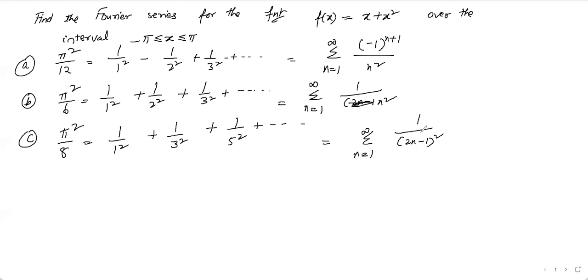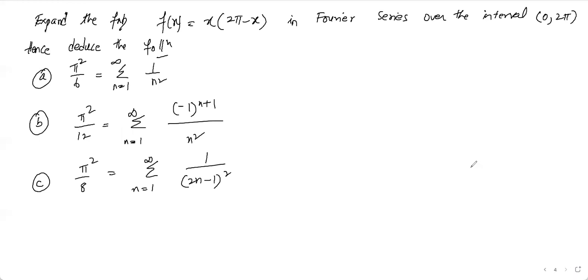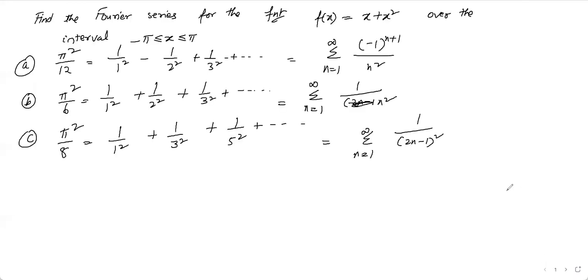Okay, and also if you look at this problem, we need to find the Fourier series for the function f of x is x into 2 pi minus x, over the interval 0 to 2 pi, and obtain the same results which we have looked into in the previous problem. Okay, so let us solve the first one and obtain the results here.